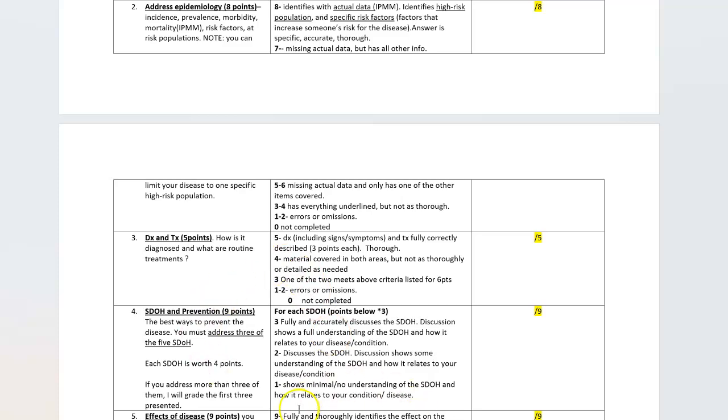This is difficult, but it's important because, again, you're addressing a group of people. Each social determinant of health is worth 3 points. Do not discuss all 5 because for most of you, all 5 of them are not as relevant. There are usually 3 that are very relevant to each disease and or population. So you should be addressing those social determinants of health as they are relevant to your disease and your population.